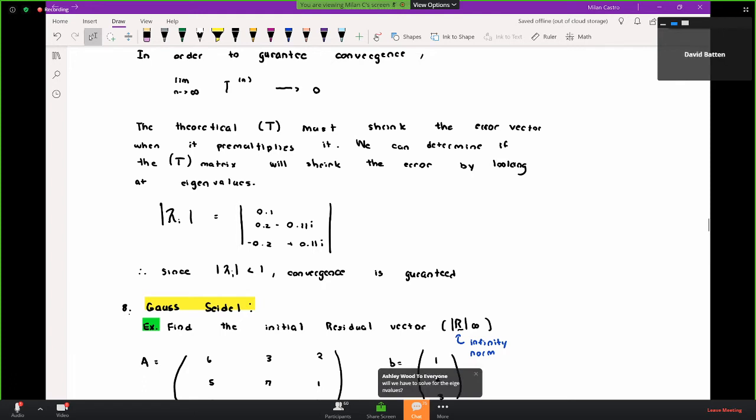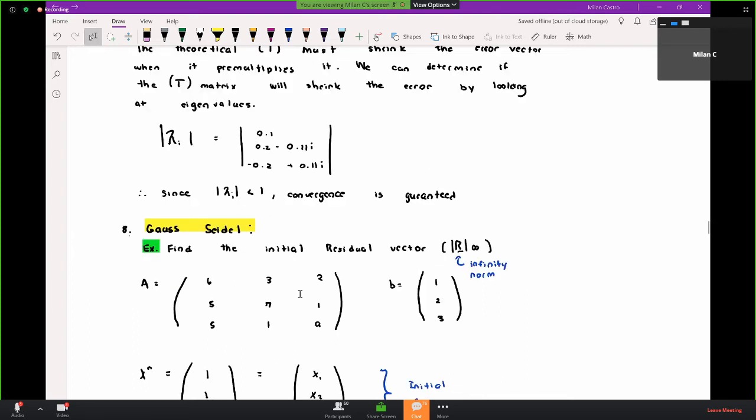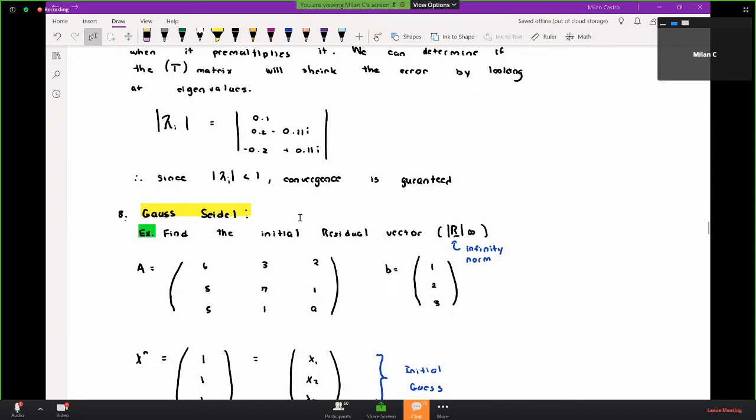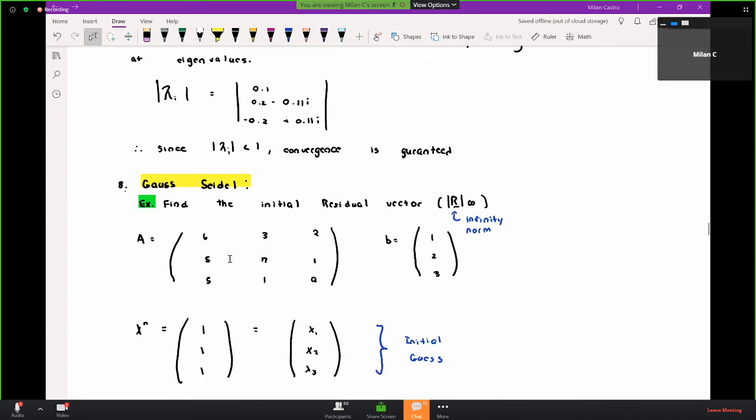In this case, would the eigenvalues be given to you, or are you calculating them? You guys got lucky. You are not calculating them this semester. You will just be given them. So do not worry about calculating them. All right. Any other questions?